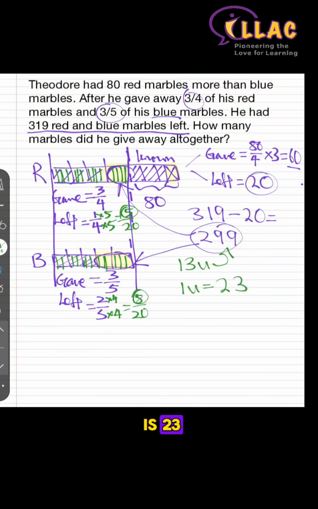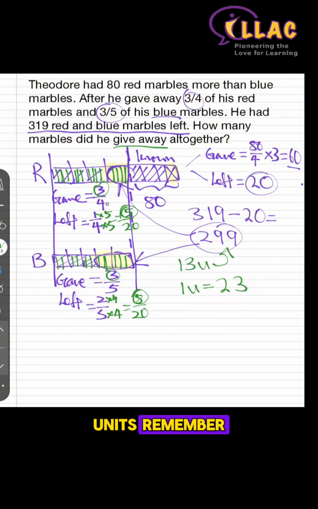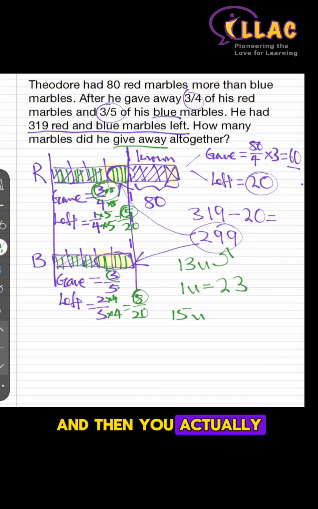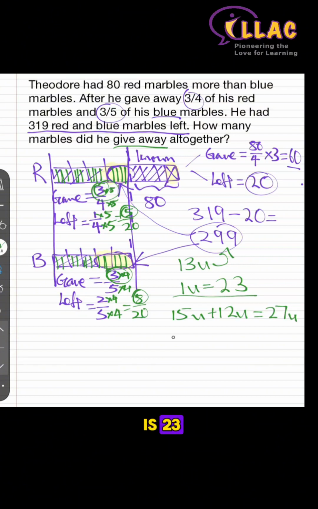Given that 1 unit is 23, the question now is asking you how many did he give away? Did he give away 3 and 3 over here? No, no, no. He gave away more than that because you actually changed the size of the units, remember? So you need to times 5 over here to make everything the same size. 3 times 5 is actually 15 units, and then you times 4 over here, so remember to do the same. 3 times 4 is 12 units. 12 units plus 15 units is 27 units. Given that 1 unit is 23, 27 units times 23 will fetch you the total of 621.